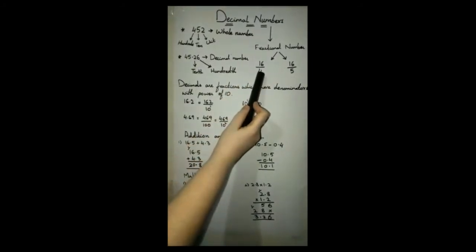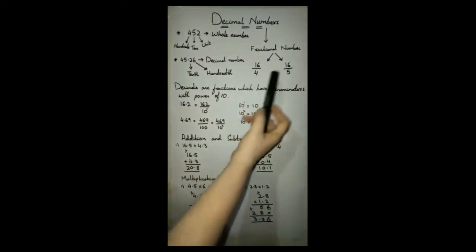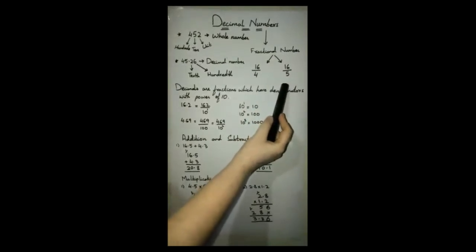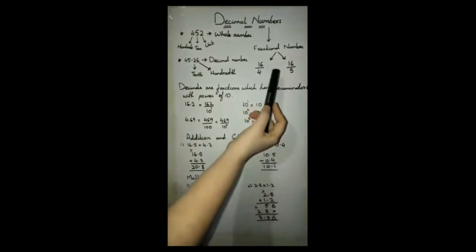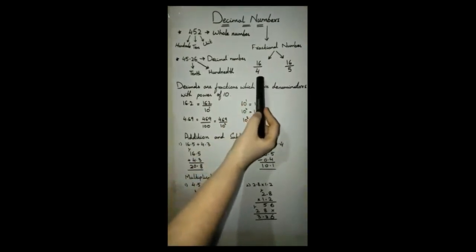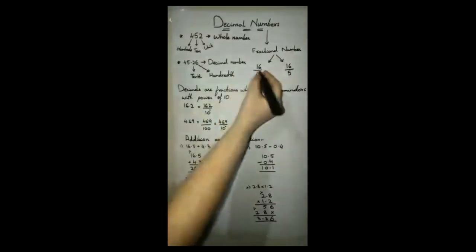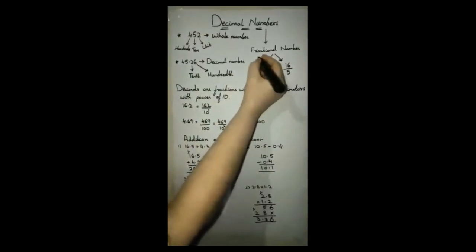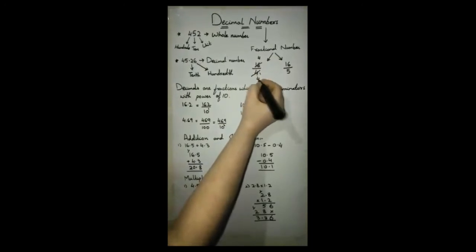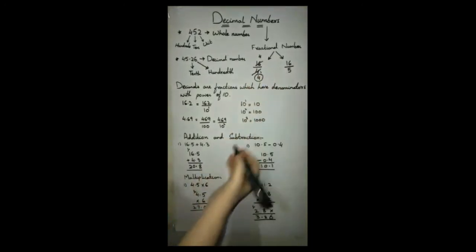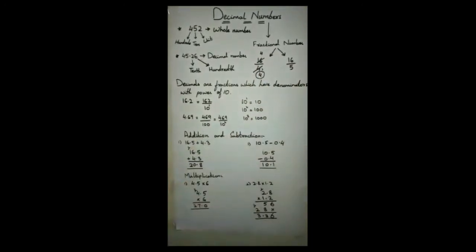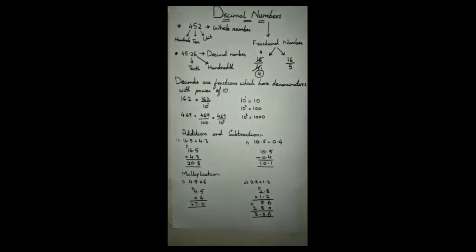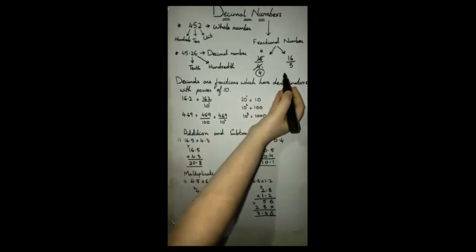There are two types of fractional number. Some can be written as a whole number and some cannot be written as a whole number. For example, we have 16 upon 4. 4 ones are 4, and 4 fours are 16. I can write this fractional number as a whole number. But if I have 16 upon 5, I cannot write this number as a whole number. This fractional number can only be written as a decimal number.